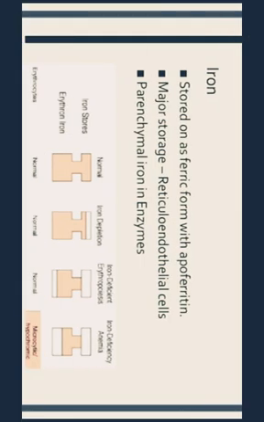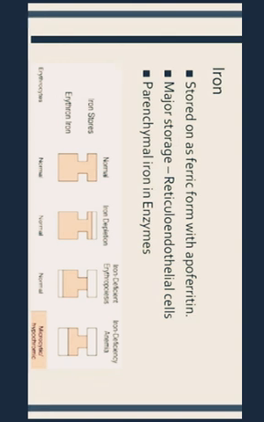Now we come to the iron itself. Iron is stored in the ferric form with apoferritin. Iron with a Fe3+ charge combines with apoferritin to form ferritin, and this ferritin is stored in the reticuloendothelial cells, in the spleen, bone marrow, and liver. After that it is also utilized as parenchymal iron in enzyme formation, like cytochrome, peroxidase, catalase, xanthine oxidase, and some mitochondrial enzymes.